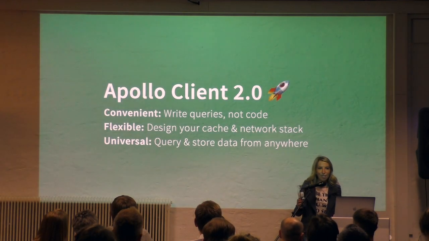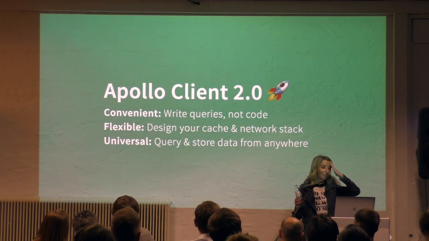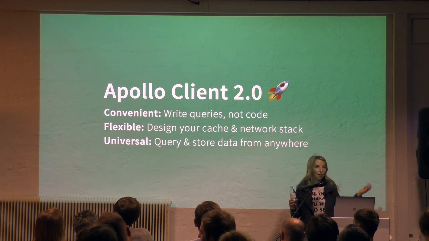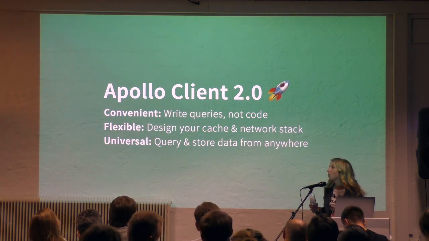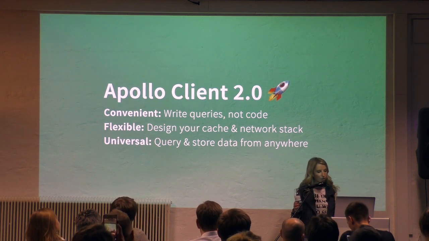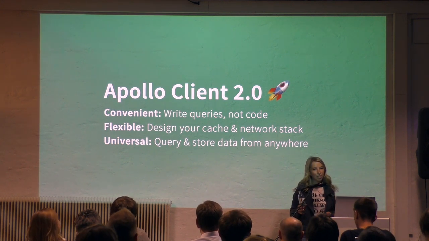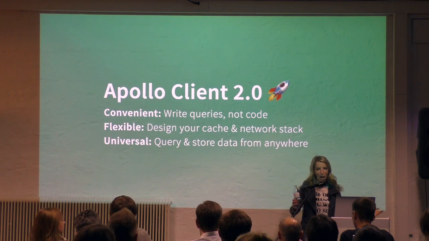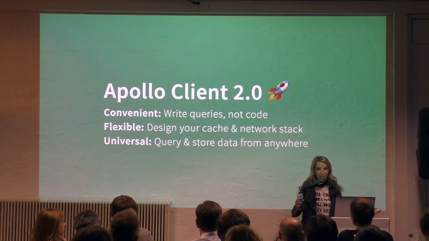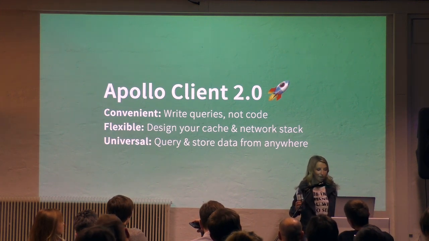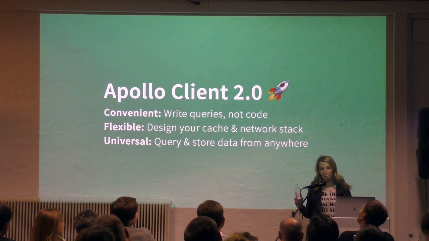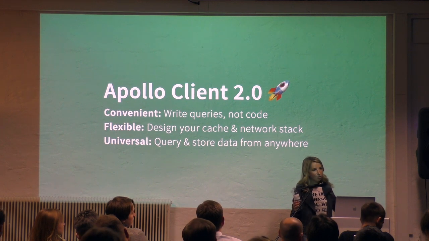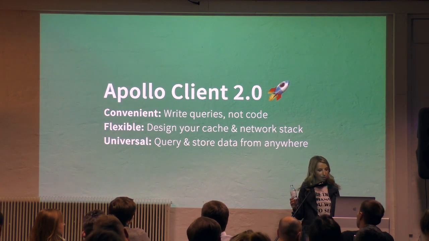So that was a ton of information, so I just want to recap everything that's going on with Apollo Client 2.0. You heard from the community. It's really convenient. It allows you to write queries, not code, which is really awesome because you don't have to spend your time maintaining thousands of lines of state management boilerplate. It's also really flexible, so you can design your ideal cache, whether that's graph-based, local storage, or an in-memory cache. You have the flexibility to choose.